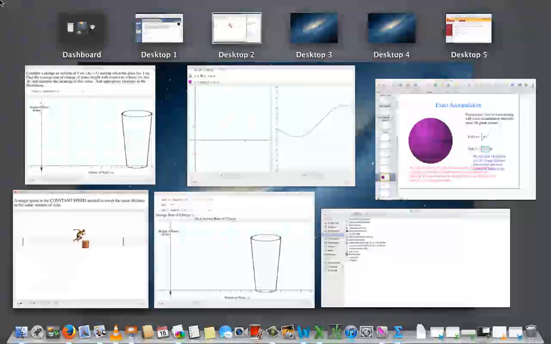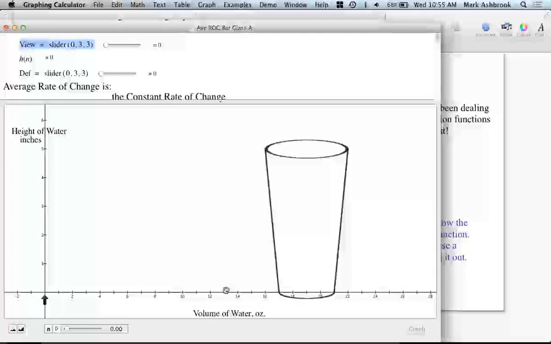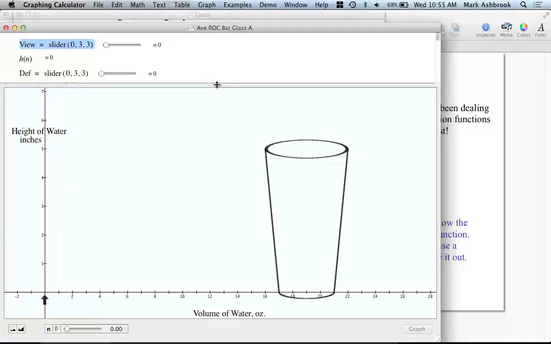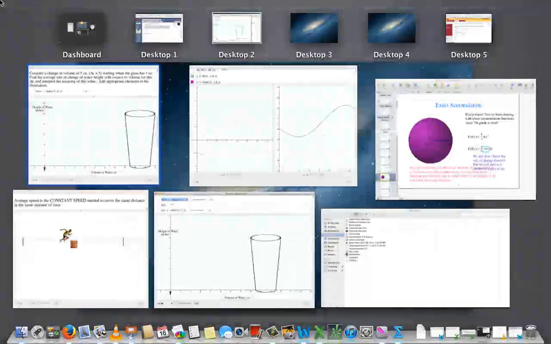So we started this glass example, and I worked hard over the weekend, over my break for you. This is all built with a graphing calculator. And so, what do we got? So we can fill up the glass here. We're going to put volume now.